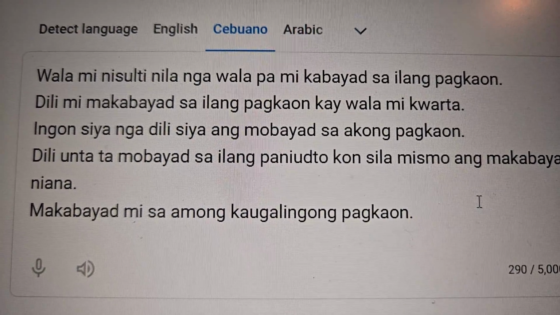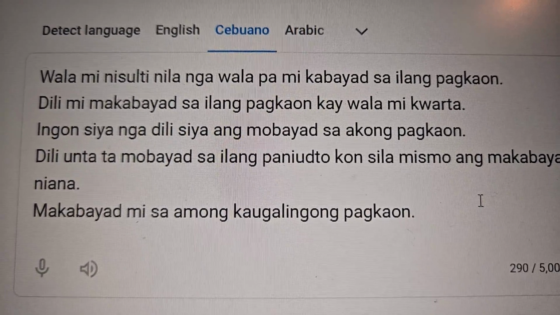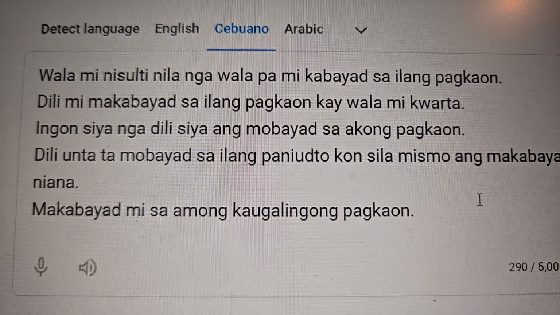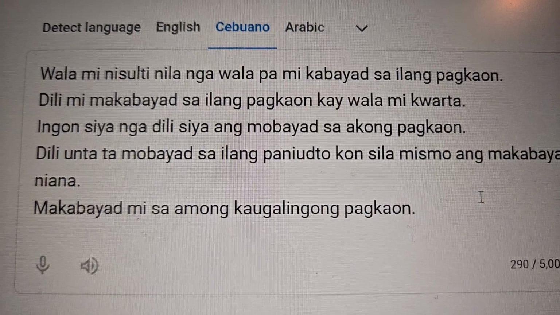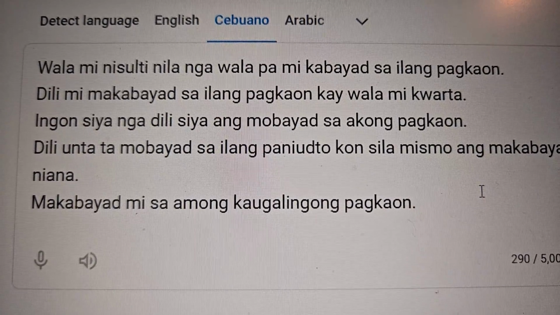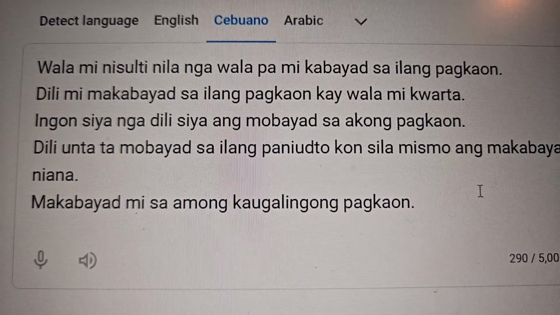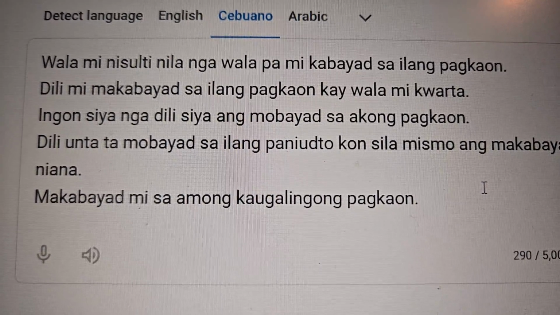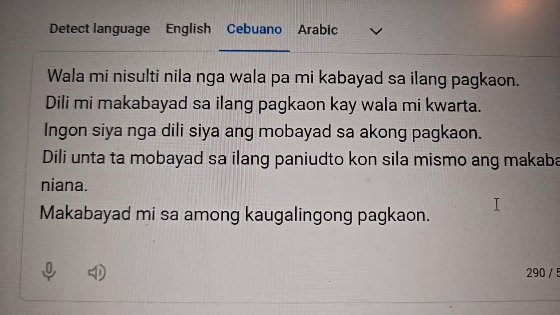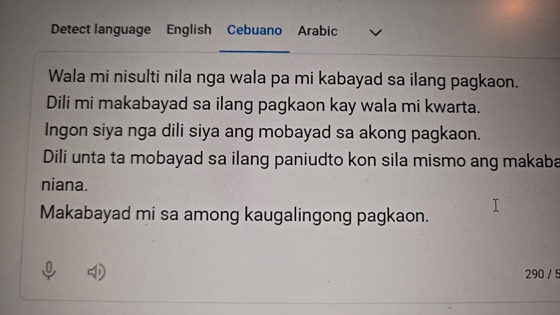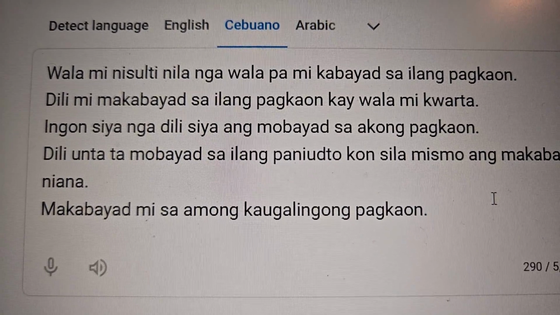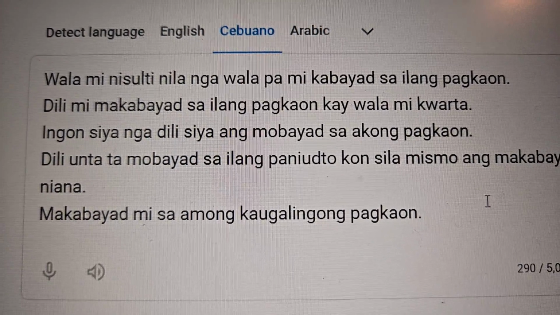sa among kaugalingon. That is for our own. Sa among kaugalingon, for our own food, pagkaon. Translation: we could have paid for our own food. Makabayad mi sa among kaugalingon pagkaon.